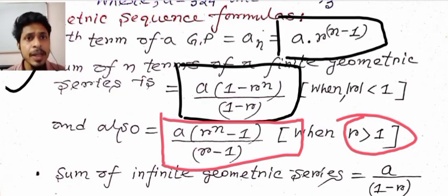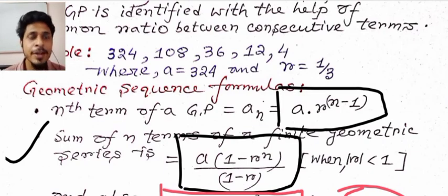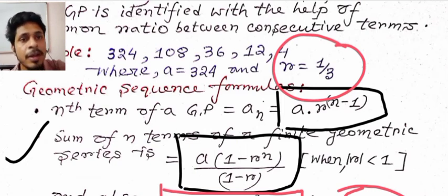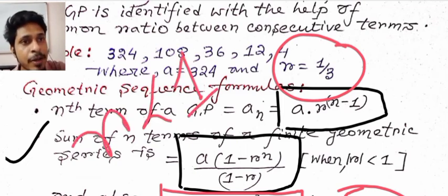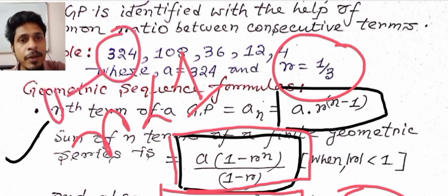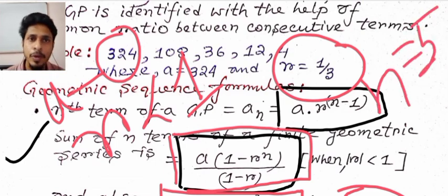So let's move on to the example. If we have to find the sum of this series, then we have to look at the value of r. So r is 1/3. That means r is less than 1. Then we have to move with this formula. Here a is 324, and 1 minus r to the power n. So r is 1/3 and the nth value: 1, 2, 3, 4, 5. So n equals 5. If we put those in, then we will find the answer.